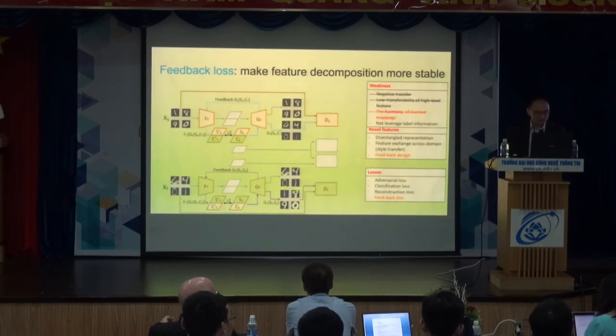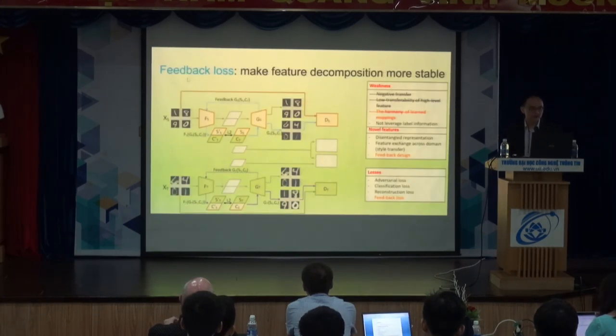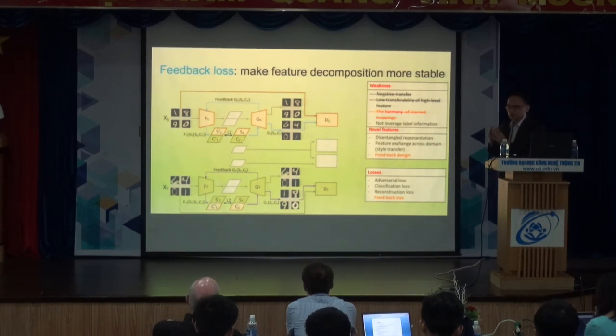So here we do this. Originally, we don't have this kind of feedback loop. Here we introduce the feedback loop. So you have the new feature, go to the generator, become something like an image here. And this image goes to the feature extractor. You will get another feature. And this feature will also separate into two parts. If your feature extractor is doing very well, this specific part from source and common part from target should be matched with each other. So the distance between this newly extracted feature and the original feature should be close to each other.